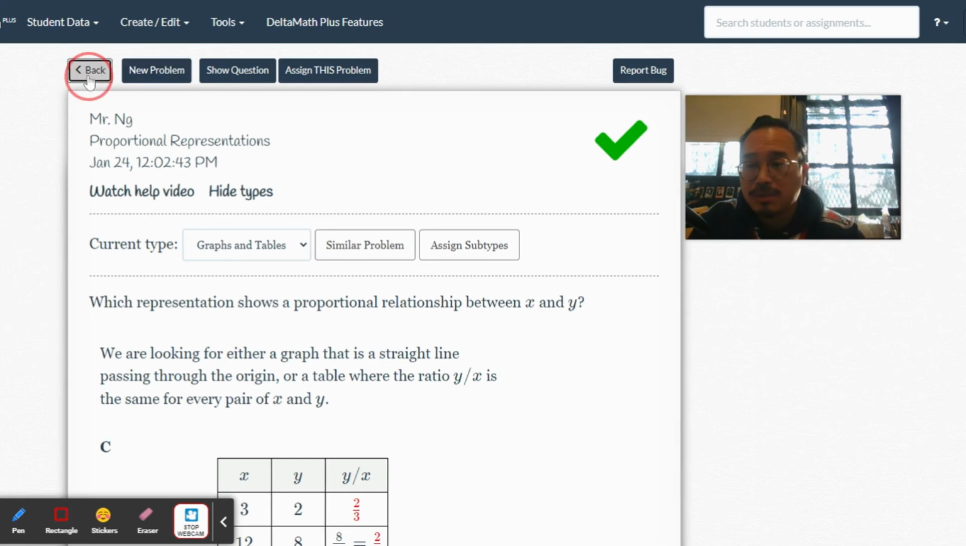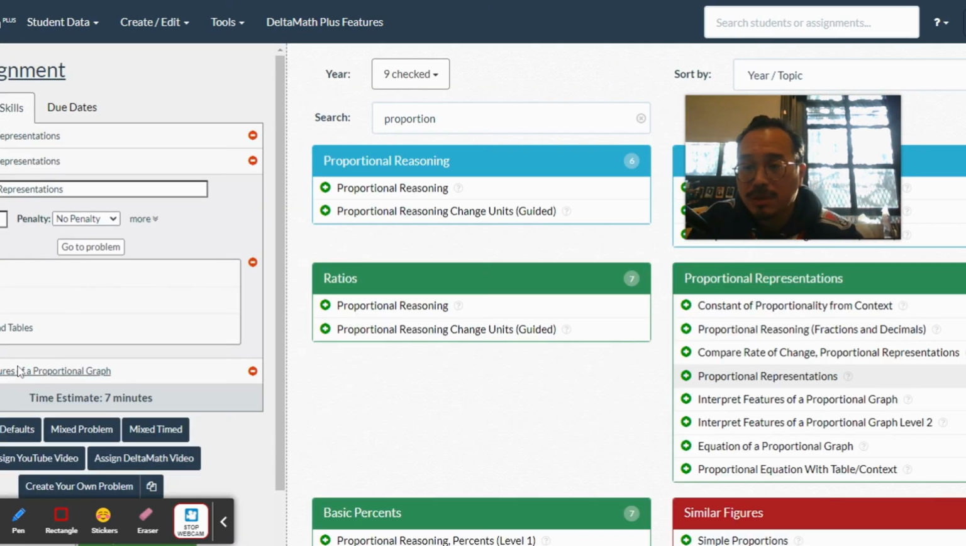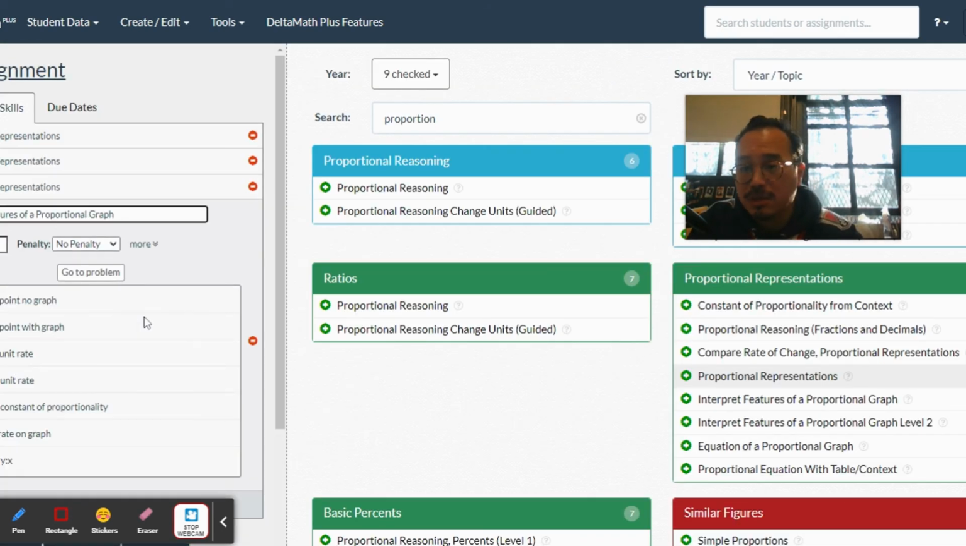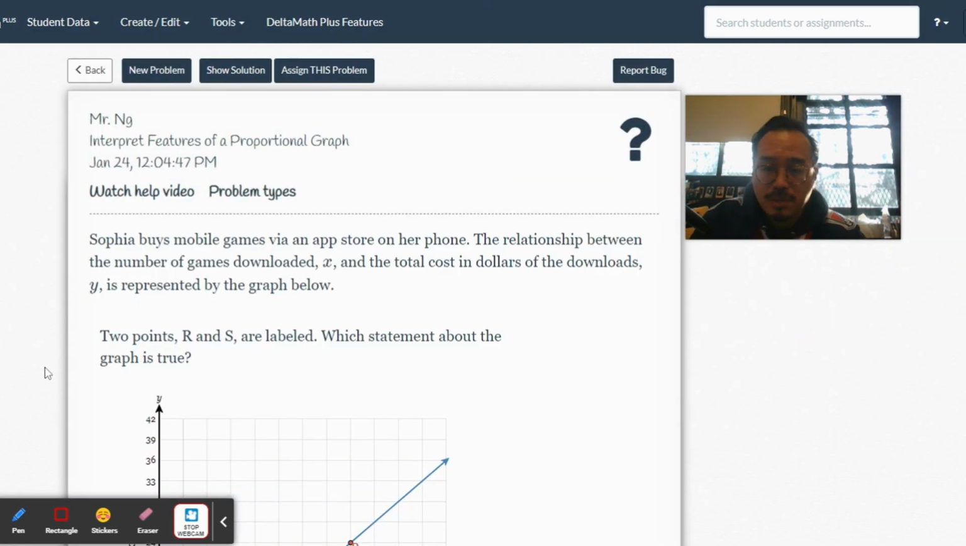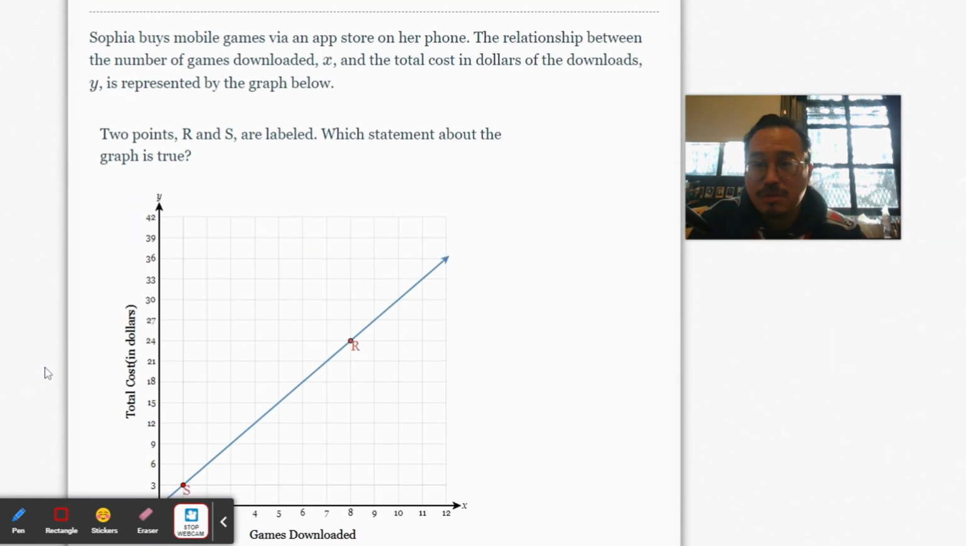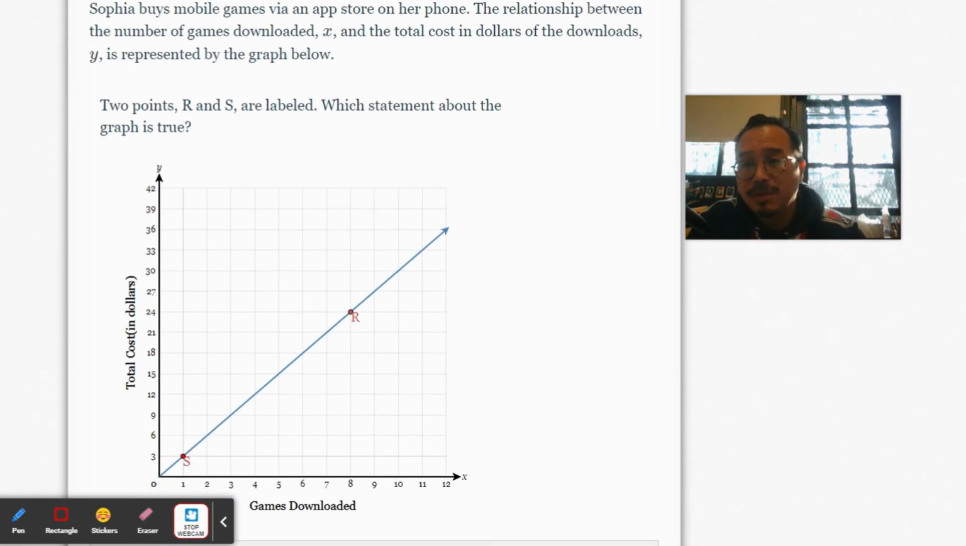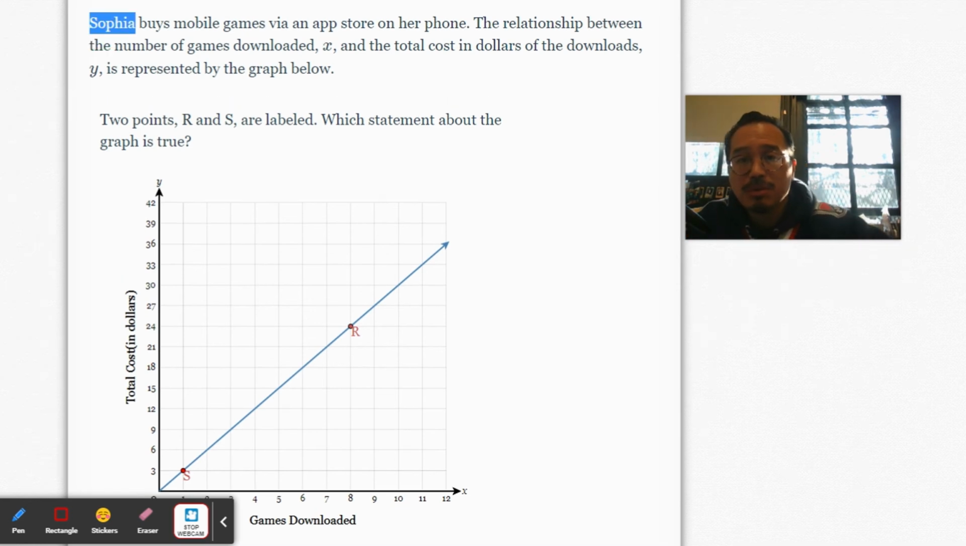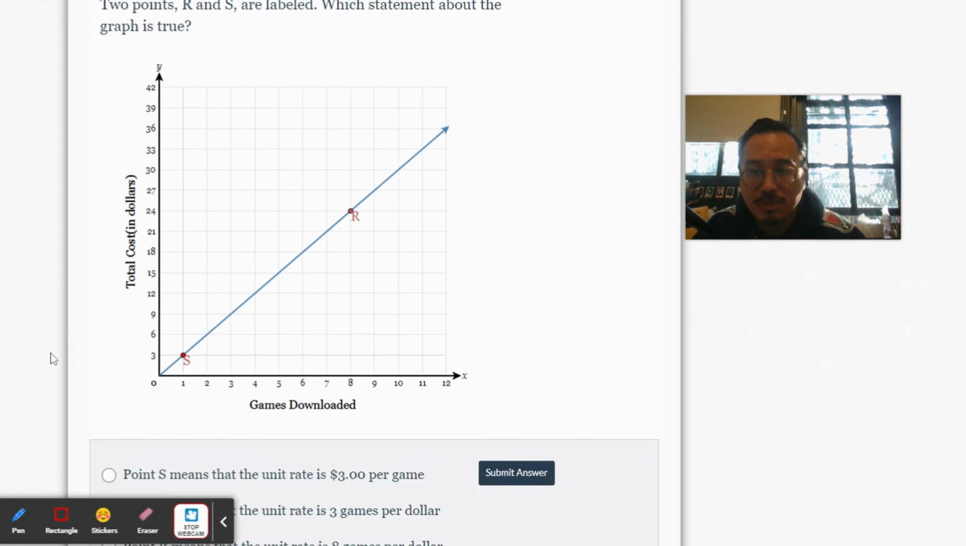Okay, let's do one more. We're almost there. I know this video is long. Okay, interpret point of graph. So very straightforward. The question says, I'll read: Sophia buys mobile games via an app store on her phone. The relationship between the number of games downloaded, X, so down here, games downloaded, and Y, which is the cost in dollars, is represented by the graph below.